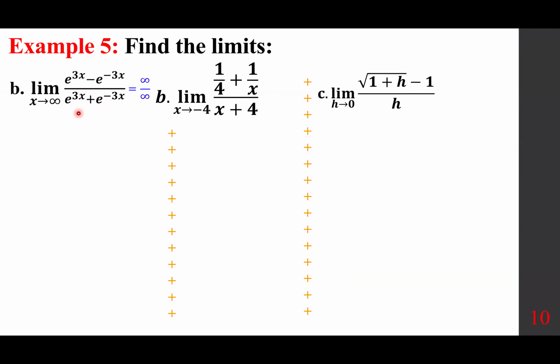So the technique we use is the same technique that we use for rational expressions. In the case of a rational expression, when x is approaching infinity, we would divide by the highest degree term in the denominator. Now, we're going to look at the highest value term because this is not a polynomial. So we're going to divide by e to the power of 3x.